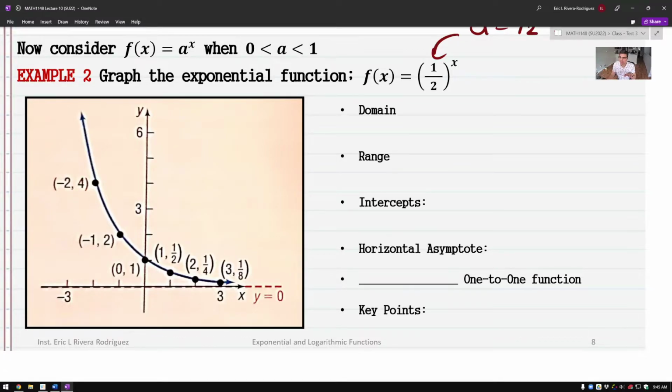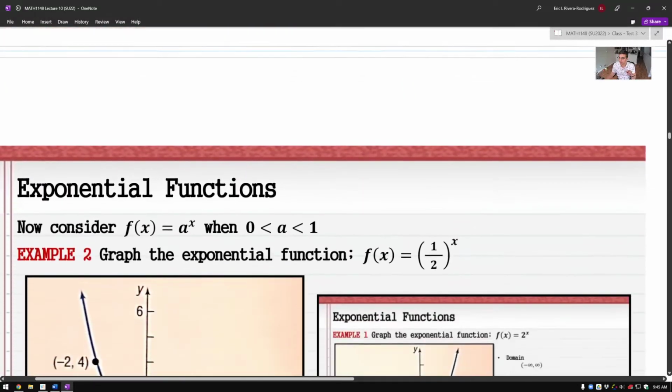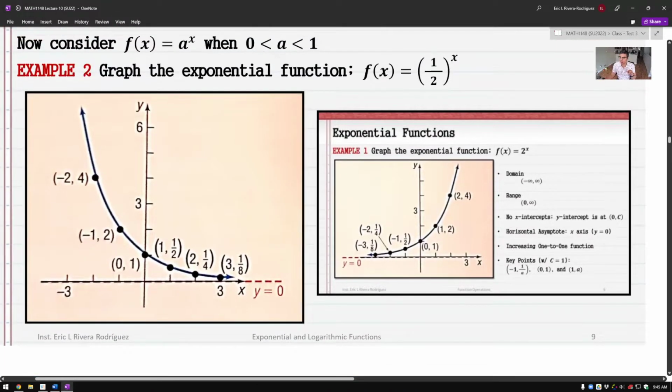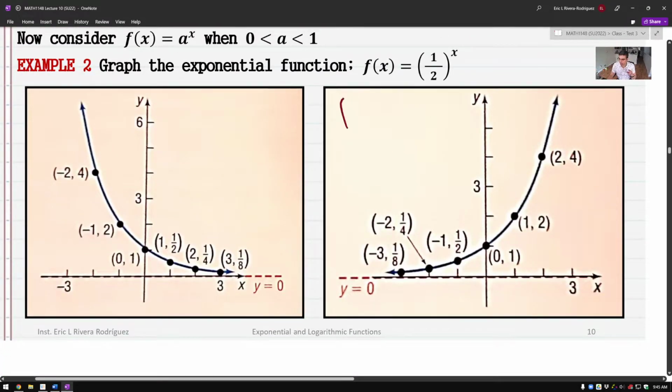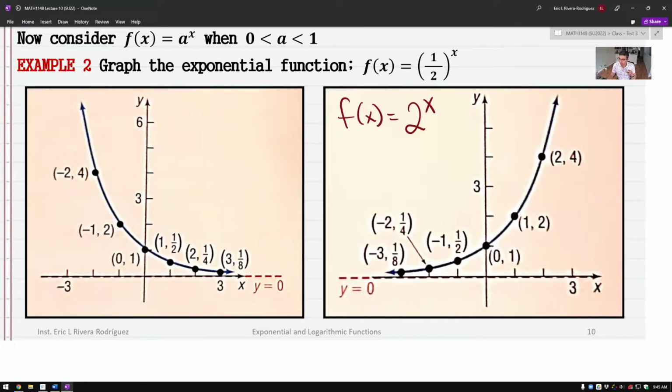Before we answer everything here, let's continue exploring the value of a being less than 0. In example number 1, the value of a was 2, greater than 0. So on the right side we have f of x equals 2 to the power of x. On the left side, we have f of x equal to 1 over 2 to the power of x.